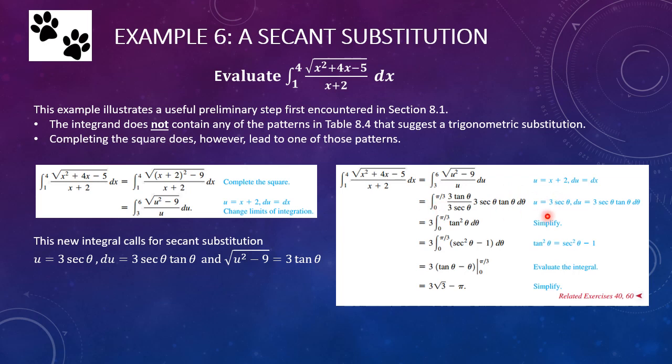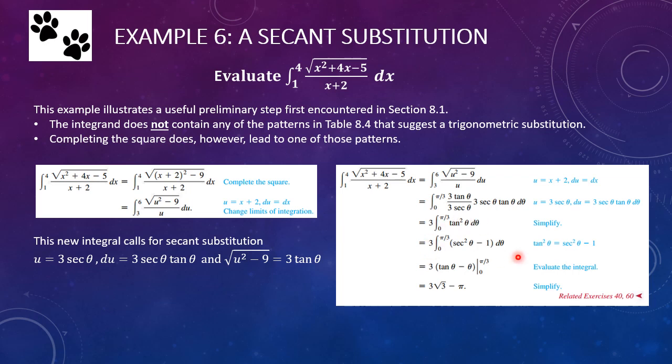All right? Again, I'm not going to go through those. These are pretty straightforward. These are x values to u values to theta values, and you can figure those out even with as simple as your calculator. And then of course we have du, which was 3 secant theta tangent theta. We simplify all this, the secants cancel out, and we get 3 tangent squared theta d theta.